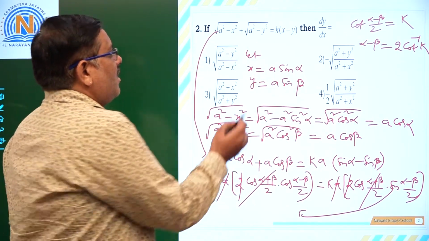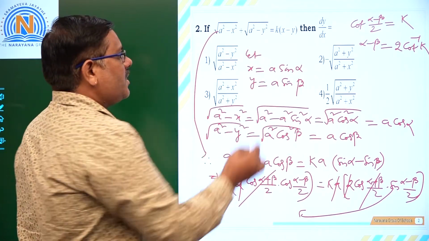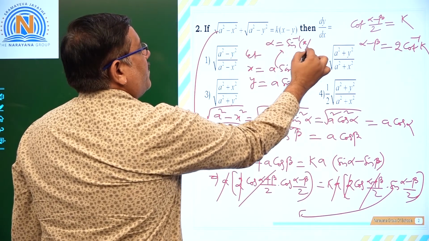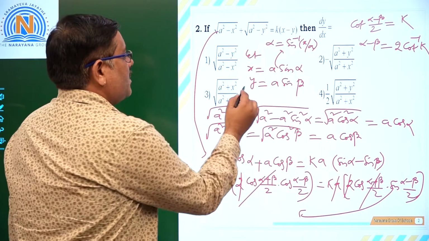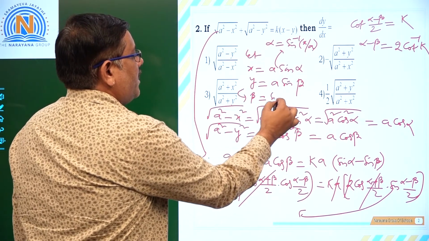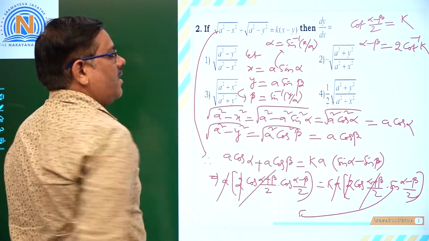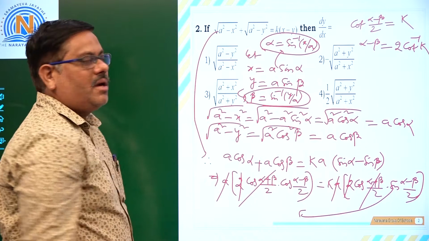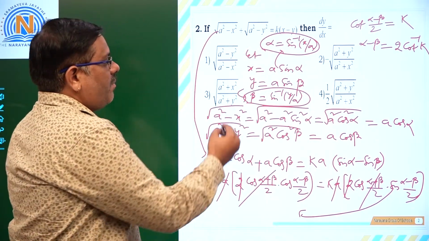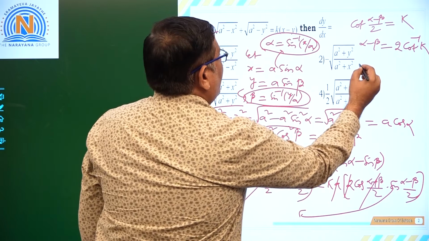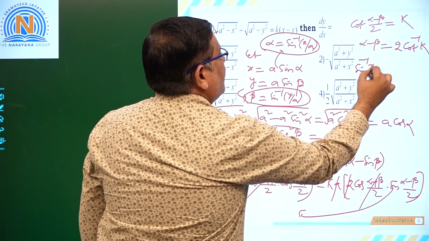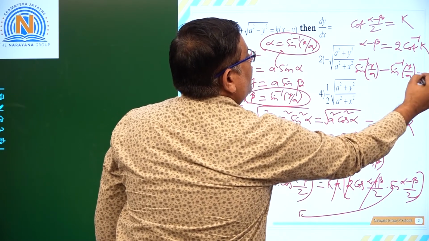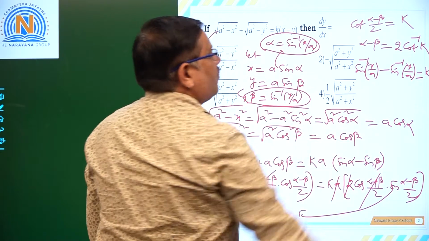What is alpha here? Here x is a sin alpha. Using this, I can say that alpha is going to be sin inverse of x by a. Similarly, beta is going to be sin inverse of y by a. These two we have to replace there. If I replace those two, I have sin inverse of x by a minus sin inverse of y by a, that is going to be some constant, some k1.